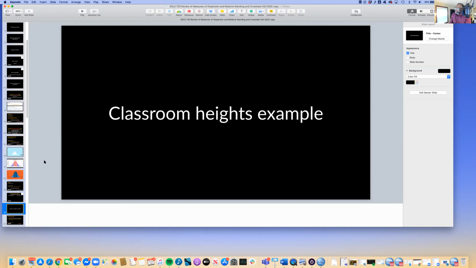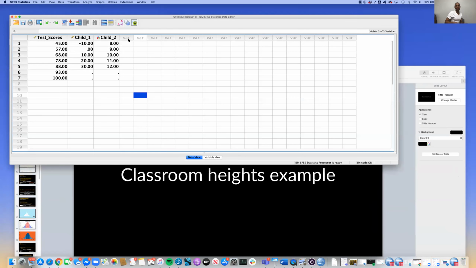Classroom heights example. Yeah, let's do this. This is cool. Can each of you in the chat put your name and dash your height in inches? Look, all you gotta do, if you're 5 feet 5, just hit 5 times 12, plus the leftover inches, okay? And then you got it.